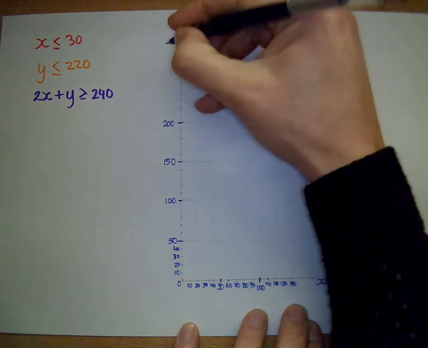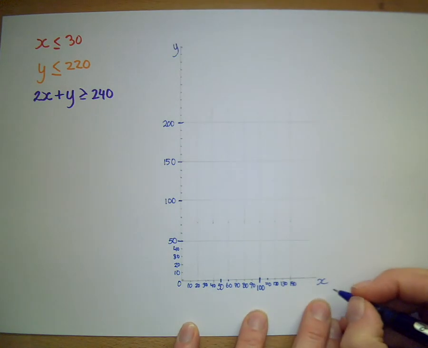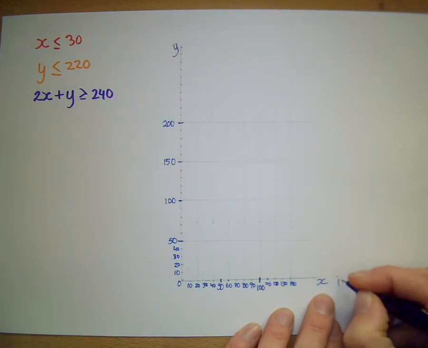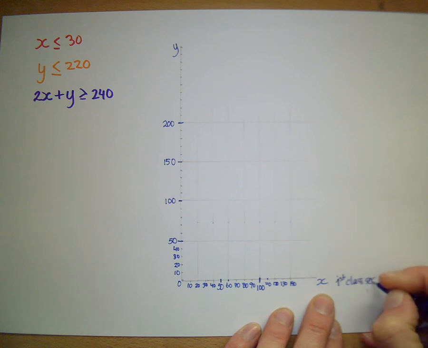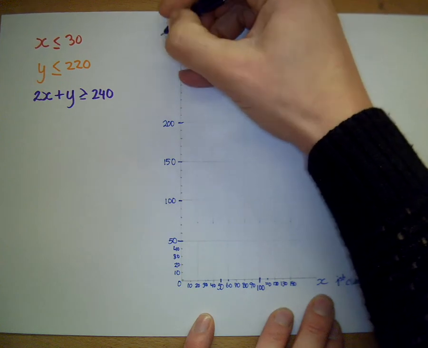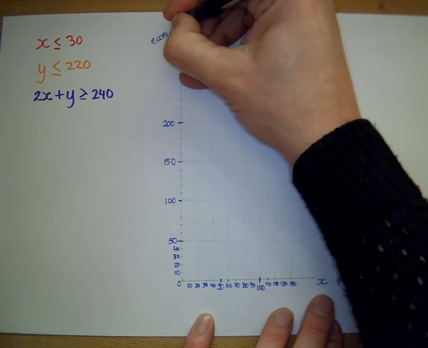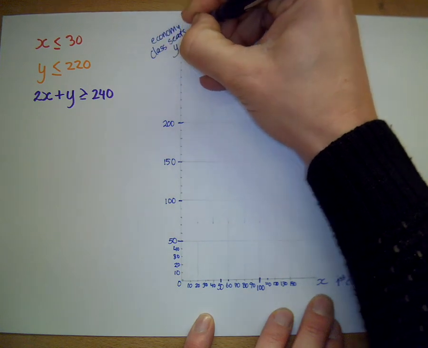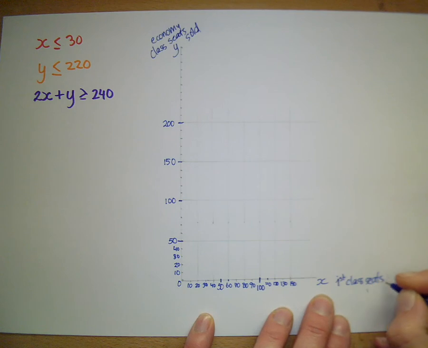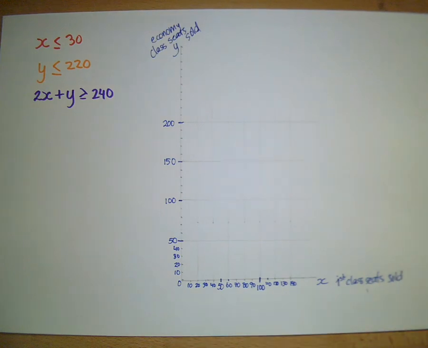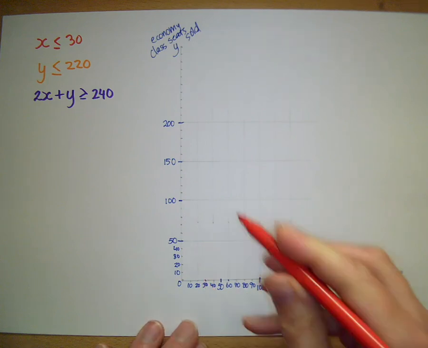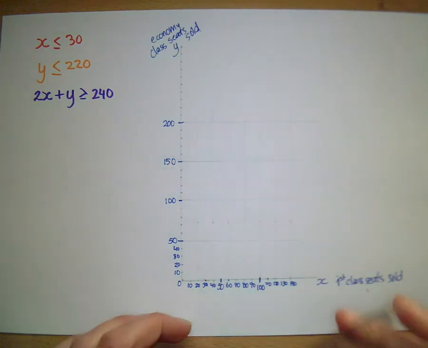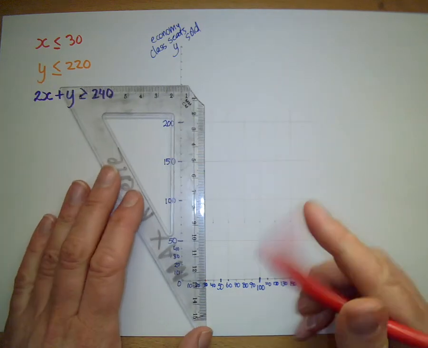Wait a minute. This is x. This is y. X is the number of first class seats. Y is the number of economy class seats sold. All right. If we want x to be 30, that's here. This line represents all the points where x is 30.